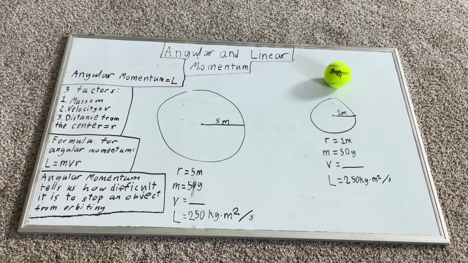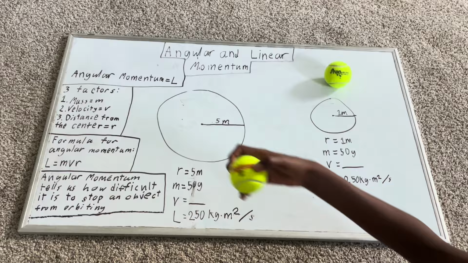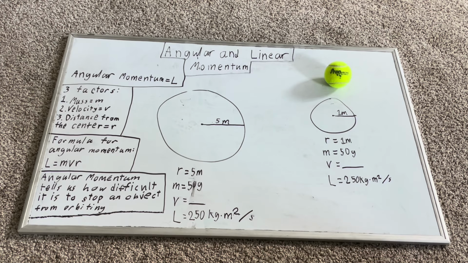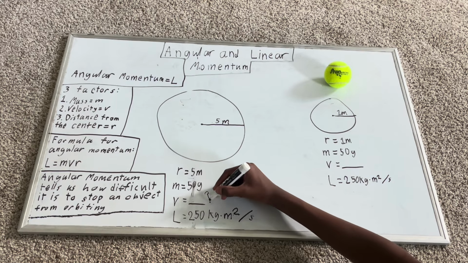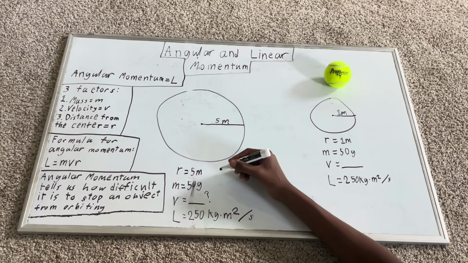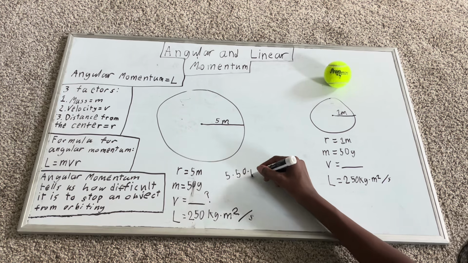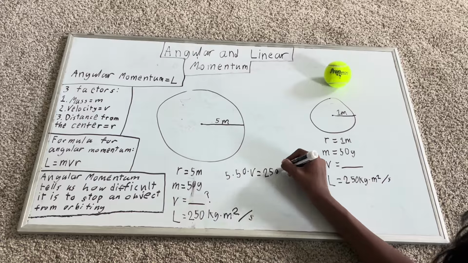Let's start with this tennis ball. It has a mass of 50 grams, and the circle it's orbiting around has a radius of 5 meters. And we want to find what velocity is because that is unknown. We know that the angular momentum is 250 kilograms times meters squared over seconds. So we can first start off by multiplying the radius times the mass times the unknown velocity equal to 250.